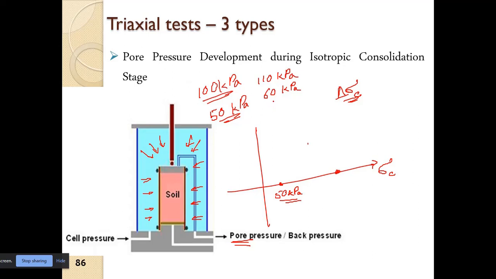Of course, in the actual test that we do, it does not increase to exactly 60 kPa. We will observe that it increases up to maybe 59 or 58.5 or something like that. But for theoretical purposes, we take it that the pore water pressure also increases to 60 kPa. So ultimately, you see the effective stress sigma dash remains constant at 110 minus 60 equal to 50 kPa. So it will remain here. Sigma c is going on increasing.